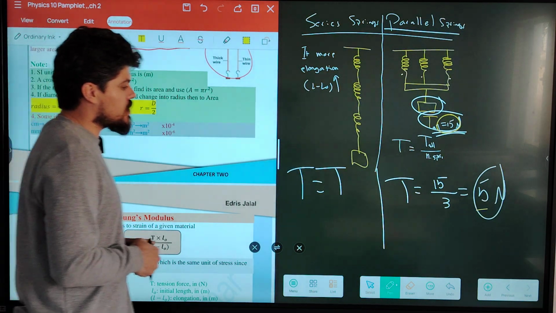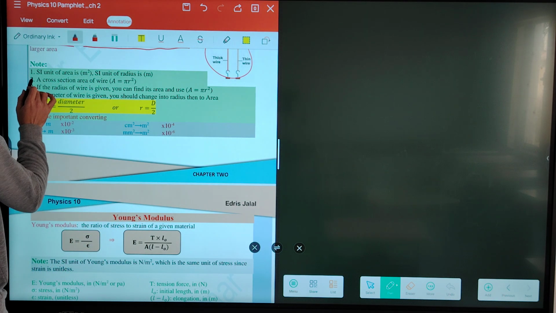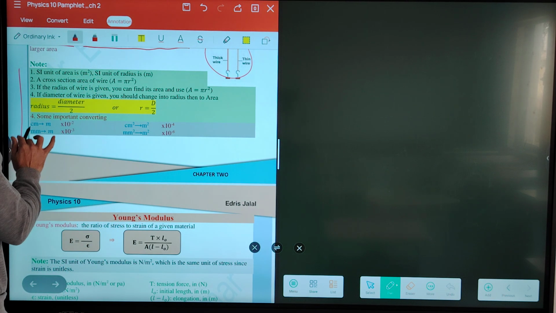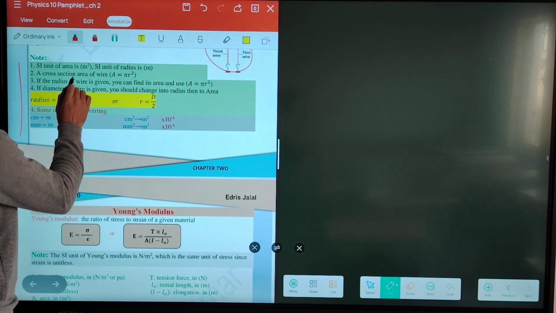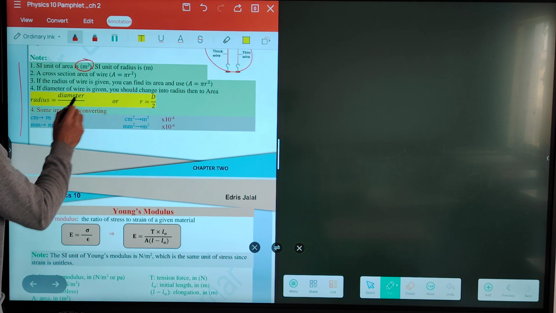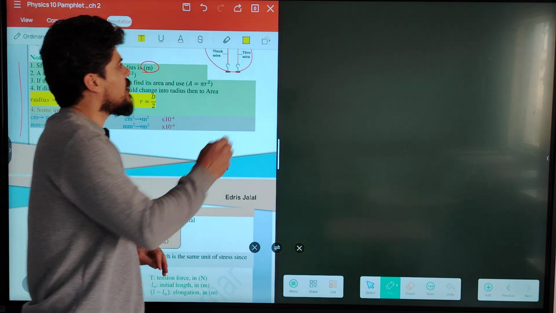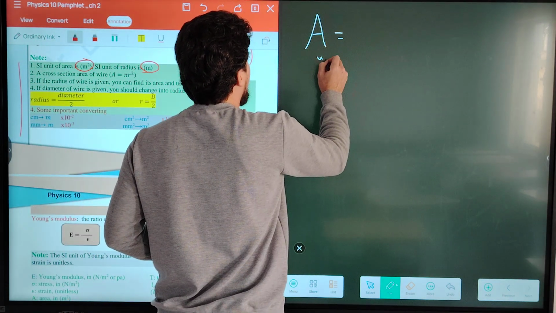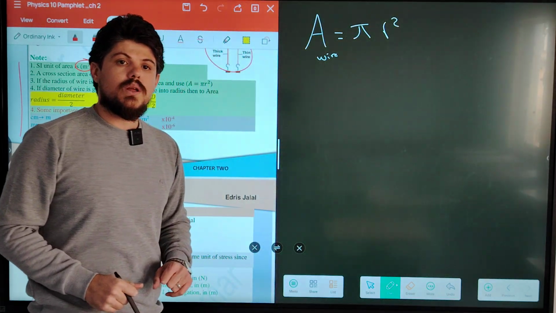So, before solving the question, guys, we have some important tips and notes. The student must know about this note. The SI unit of area is meter square. What is the SI unit of area? Meter square. And the SI unit of radius is what? Meter. Cross-section area of wire, A of wire, is equal to what? Is equal to pi r square.